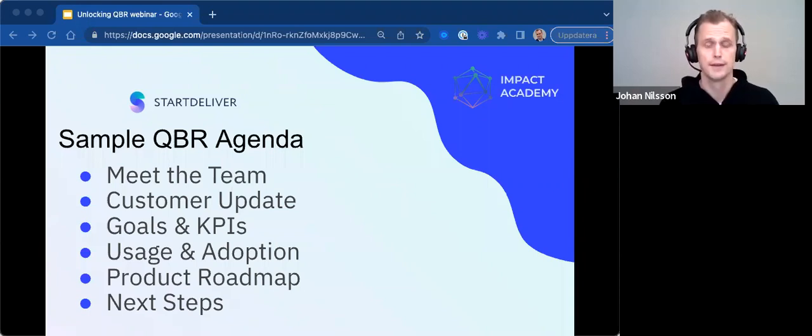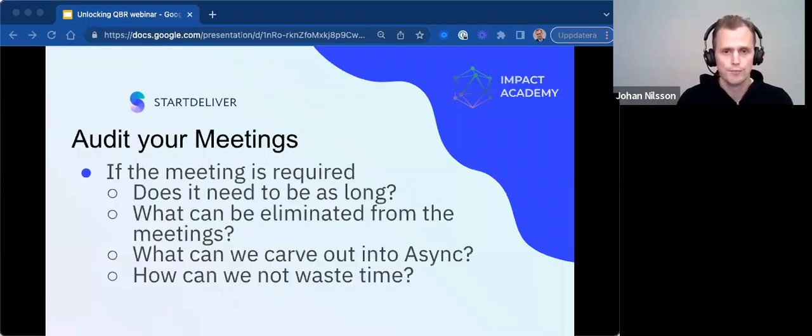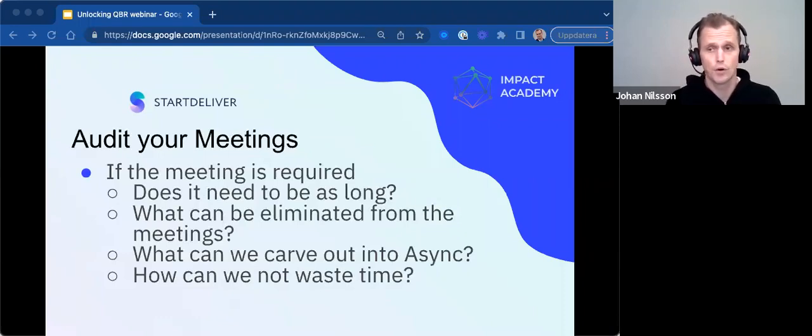It's quite heavy. Sometimes this is perfect. Of course, sometimes this is too heavy and might not suit the customer. So a good point here is to audit what do we need to have in our meetings.